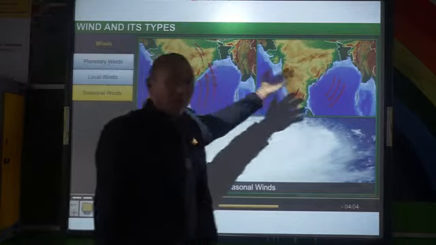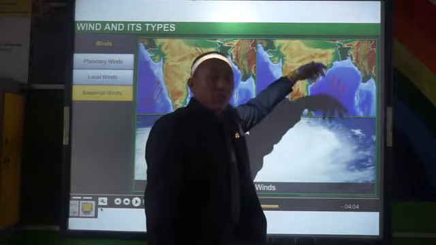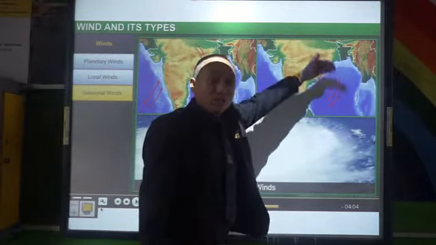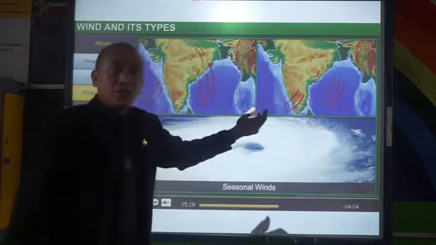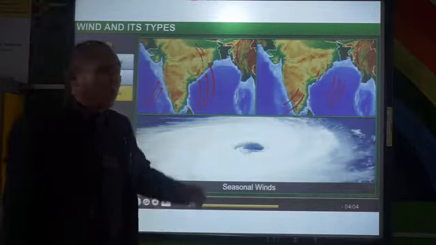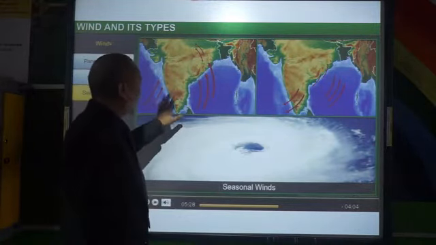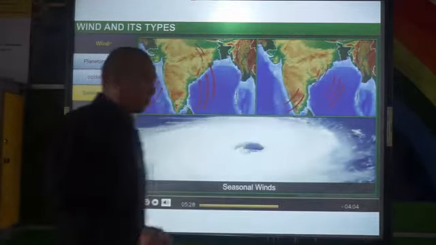And then in the remaining months, from December onwards, what happens? The winds blow from the land to the sea. They blow from the land to the sea, in the opposite direction. So this is also an example of the periodic winds, that is the monsoons, because it blows from the sea to the land at one time, and then from the land to the sea in the opposite direction.